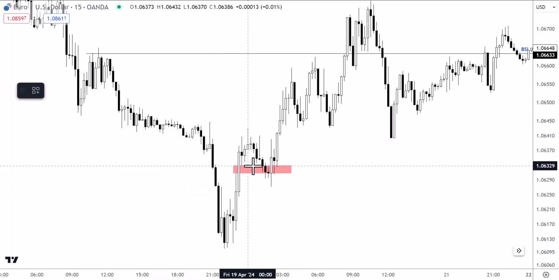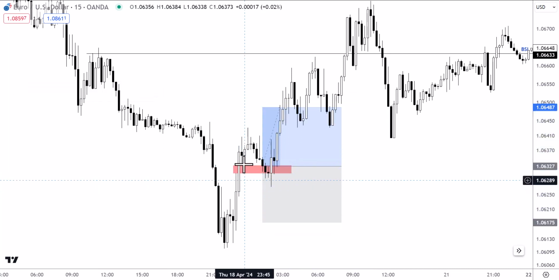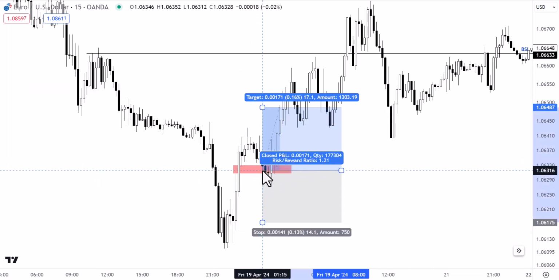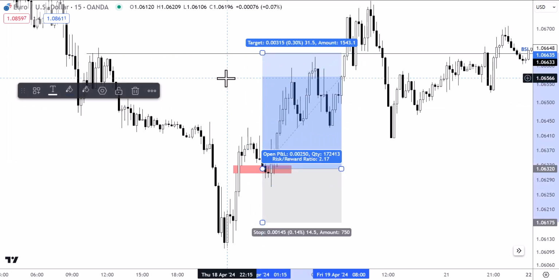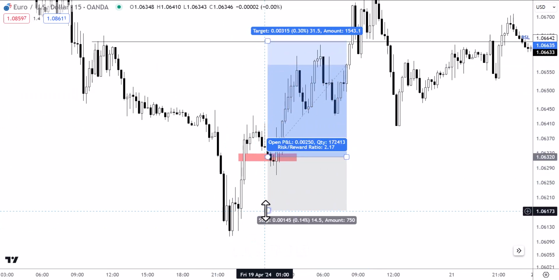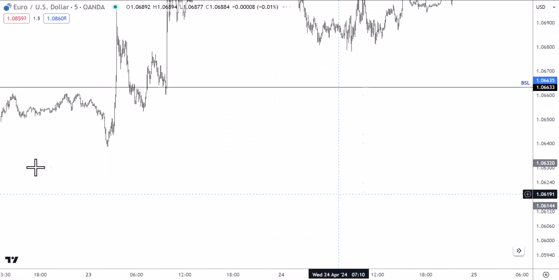You could have taken a position here, went long. This would have been a London trade. Would have had your entry somewhere around here or even in the middle somewhere. Targeted this equal high, had your stops below here, or even if you jump down to the 5-minute.